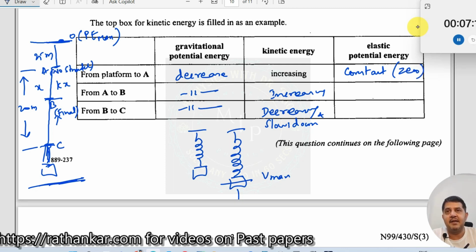From A to B, what is happening? In A to B, it is seen to be increasing. Why increasing? Because you know there's an elastic limit over here, and the elastic potential energy depends upon the extension. What is the formula for it? The formula for it is given by E is equal to half kx square, right? So therefore, there is an extension being seen.